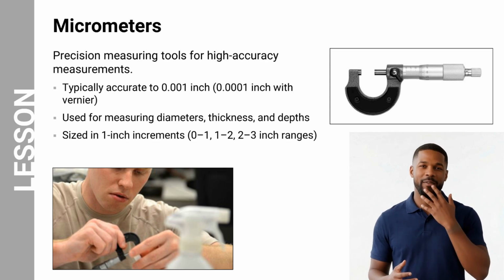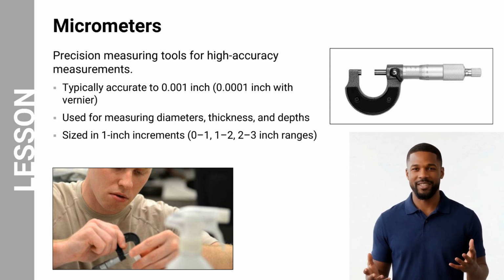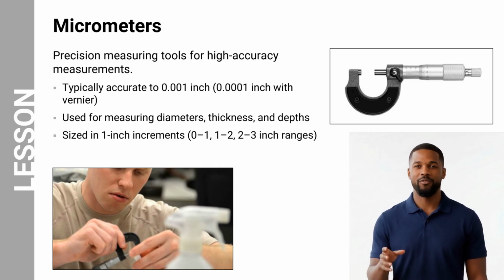When measurement accuracy requirements increase, a more precise tool is needed. Micrometers are designed to provide measurements with higher accuracy than calipers. These tools typically measure to 0.001 inch, and vernier micrometers can measure to 0.0001 inch. They are used for measuring thickness, diameter, and depth of components.